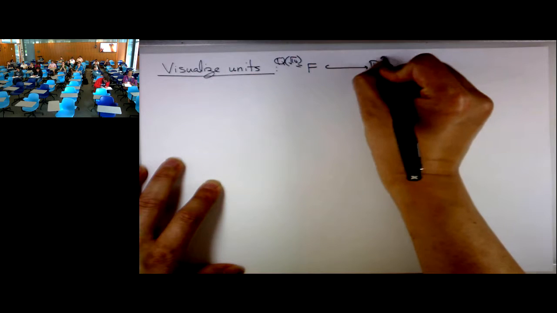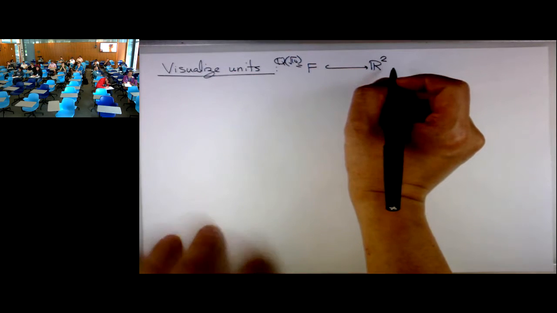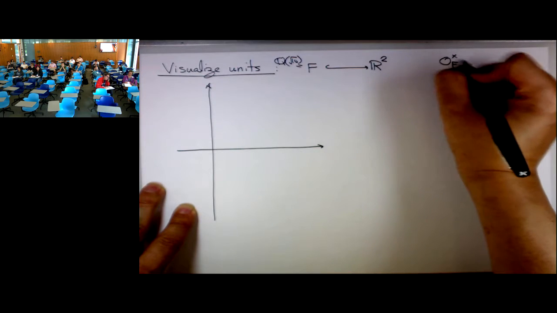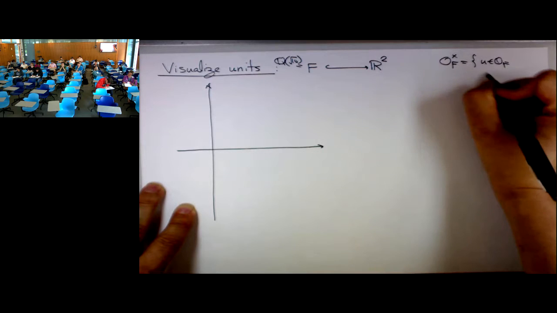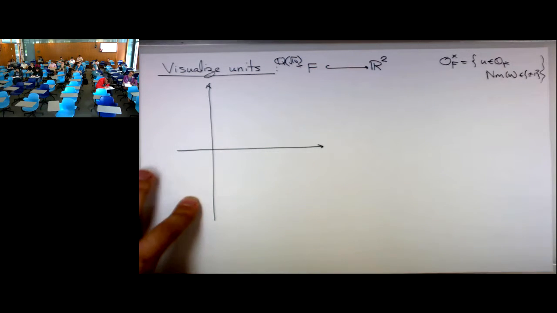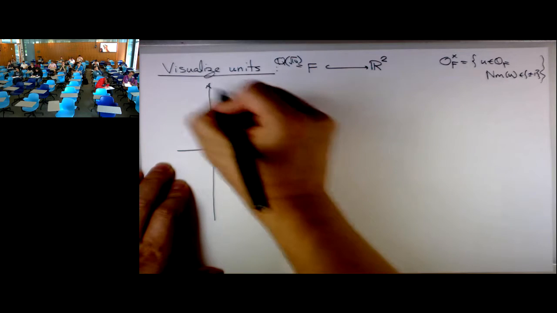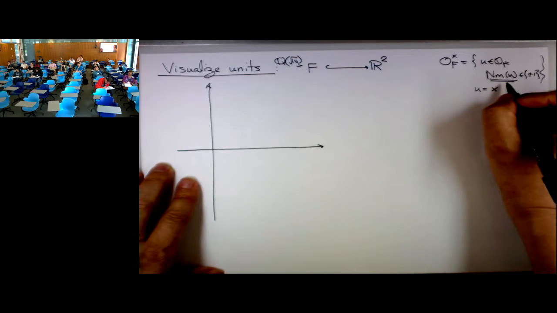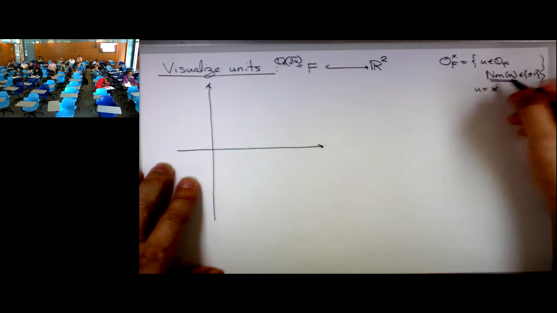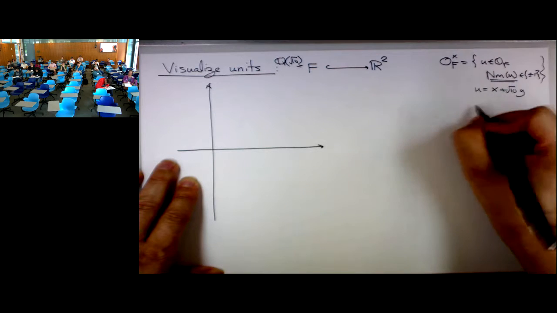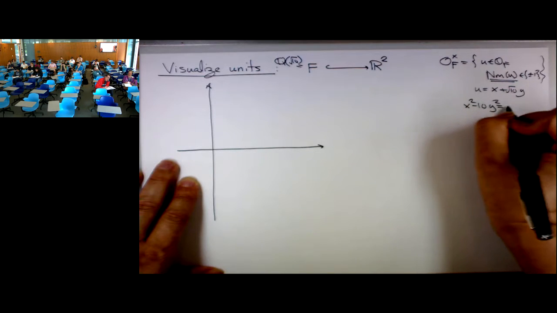So in the past, when we talked about ideals, I wanted to embed F into R squared, right? But now if I actually do this for units, remember that O_F cross is basically all the elements u in O, and the norm of u is plus or minus 1. So when I do the lattice in here, what's the norm in this case? Well, if you have u equals x plus root of 10 y, a unit really means x squared minus 10 y squared equals plus or minus 1.